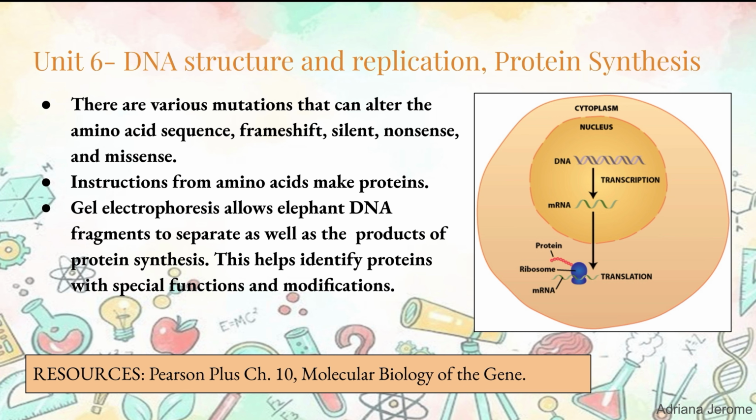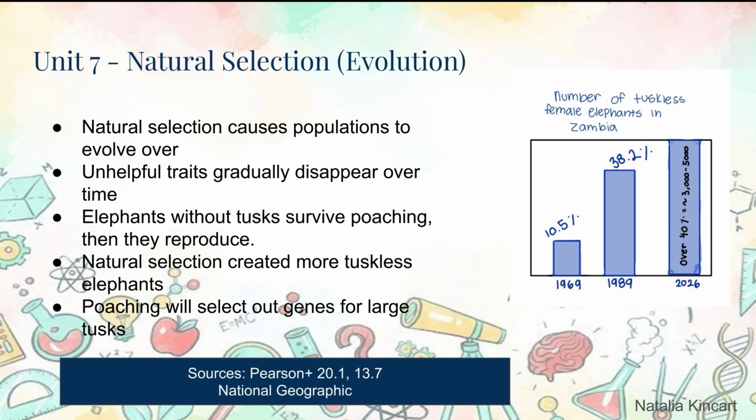Continuing with Unit 6, we also learned how mutations can change amino acid sequences and affect proteins in different ways. Scientists use techniques such as gel electrophoresis to study elephant DNA and identify genetic differences and special protein functions in elephants.